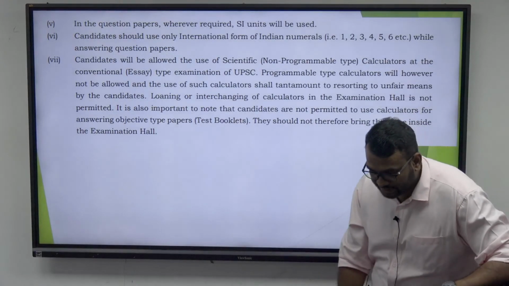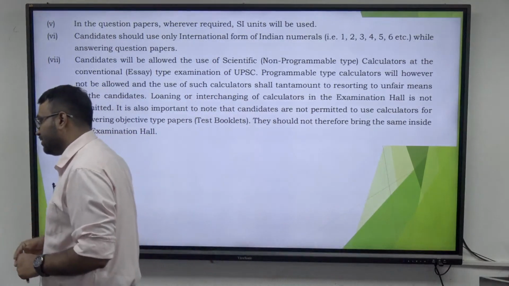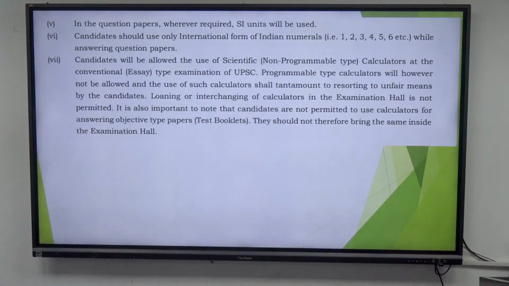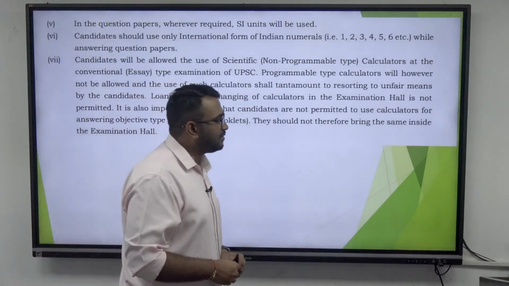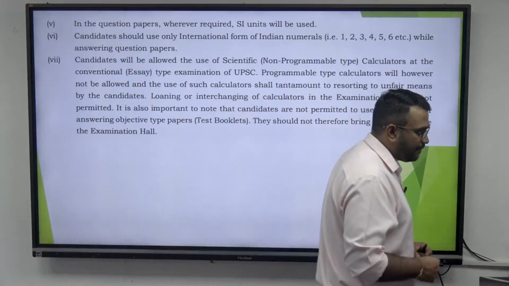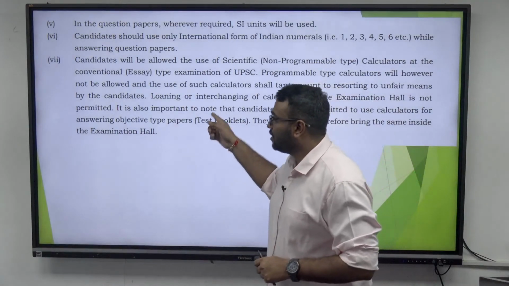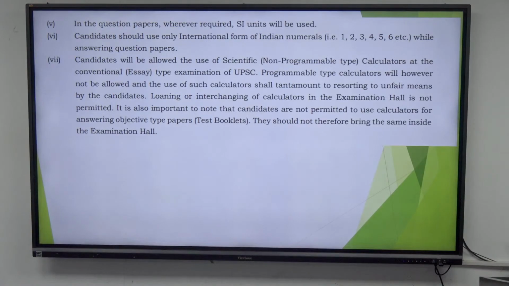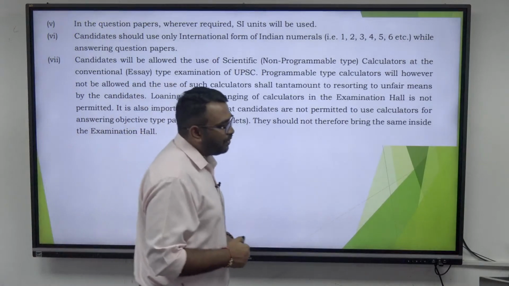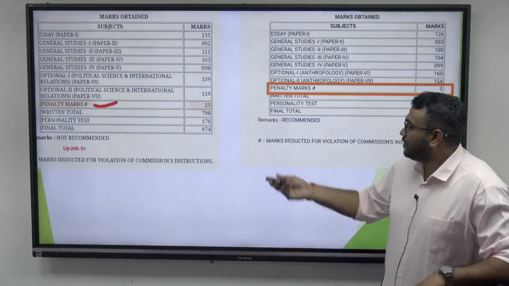Next one is usage of the scientific calculator. If they have mentioned in the notification itself that usage of a scientific calculator is allowed, then you can take your own, but using others' calculators will not be permitted. So you should keep your own calculator. Clear? These are the instructions given by UPSC itself, so keep these things in mind. Now, considering this is clear, we'll move forward, where I'll be telling you the basics of answer writing.